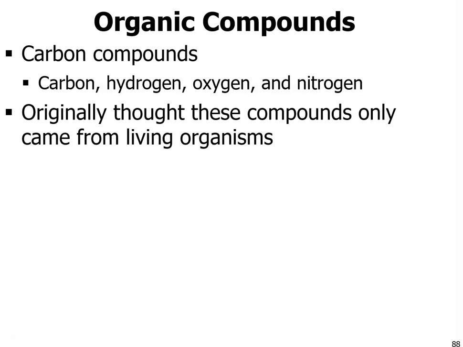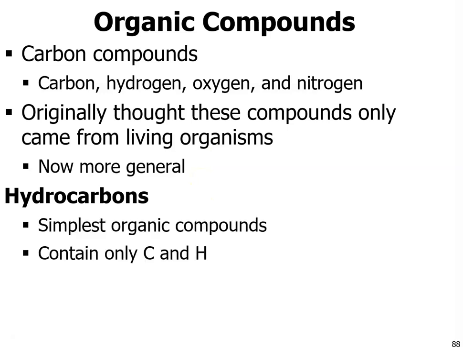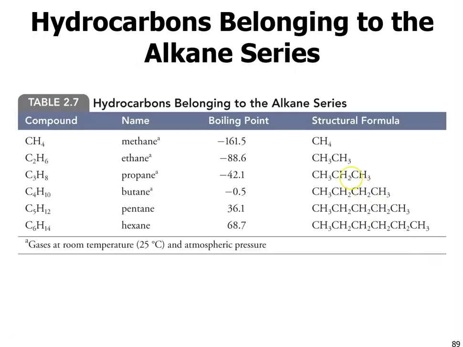So originally, we thought that these compounds only came from living organisms, but now we know that they're more general. They are part of a lot more elements as well. And that's why we got the term organic, from organisms, but now we know that these are more abundant than just living things. Hydrocarbons are the simplest type of organic compound. They only contain carbon and hydrogens. And here's an example of some of these.